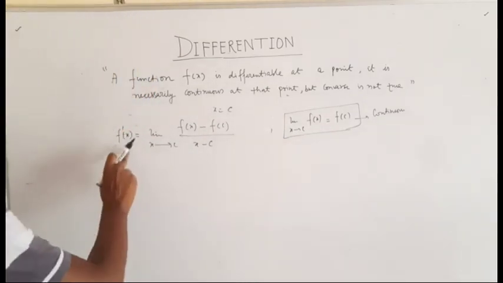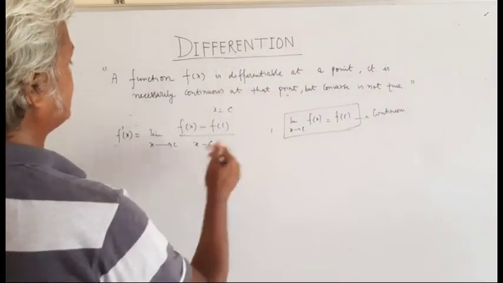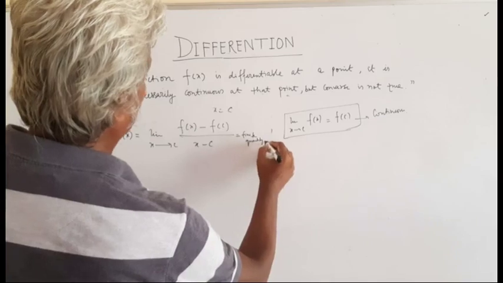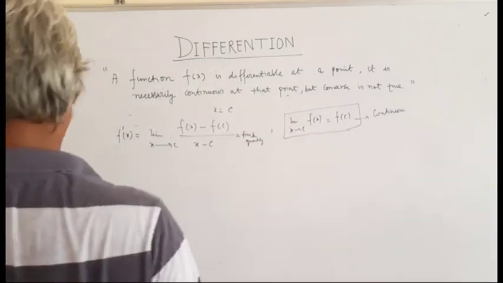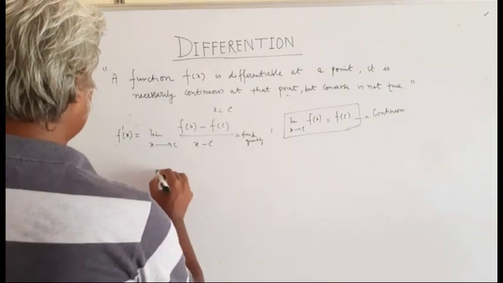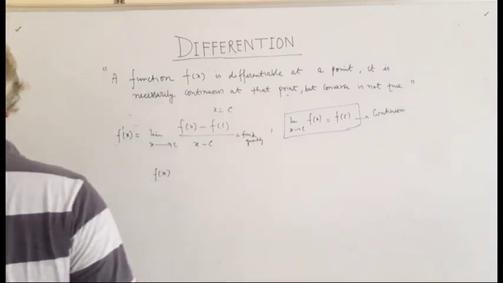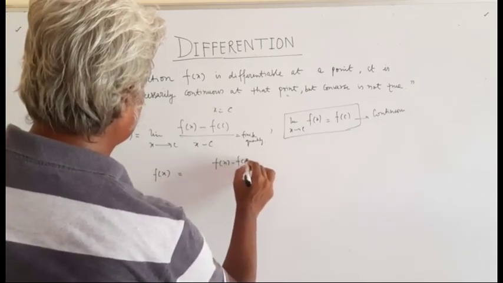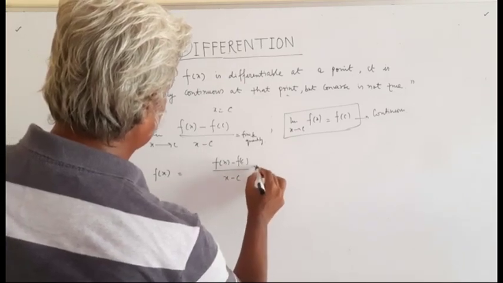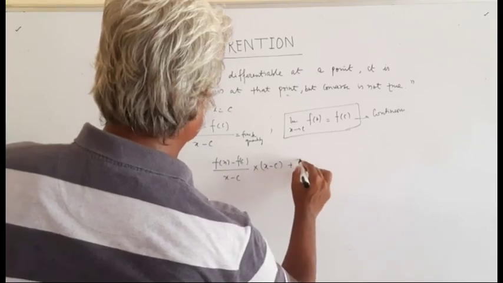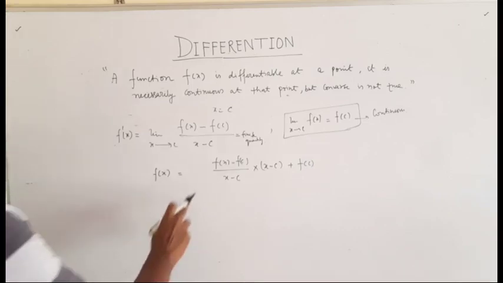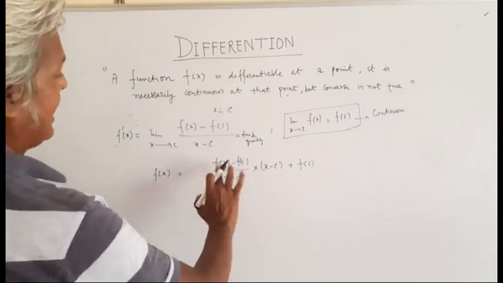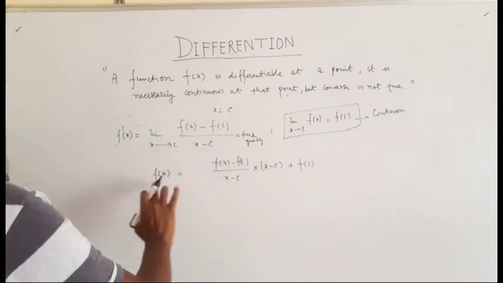If f dash of c equals this limit, because this says that the function is differentiable, then this statement is true, and this is a finite quantity. Now we have to prove the limit as x tends to c. So we can design a new function: f(x) can be written as (f(x) minus f(c)) upon (x minus c), into (x minus c), plus f(c). Now check it out nicely. The (x minus c) in the denominator cancels, leaving just f(x) minus f(c), and when you add f(c) to this, it becomes only f(x). So f(x) equals f(x).